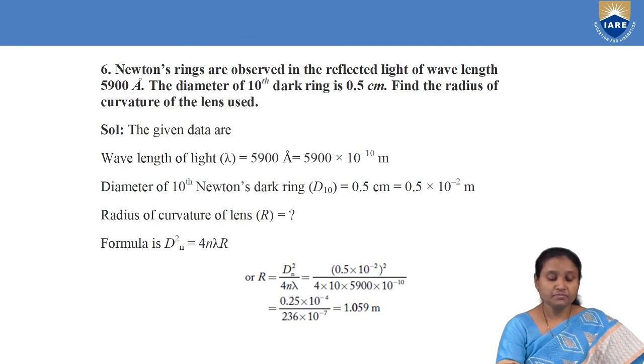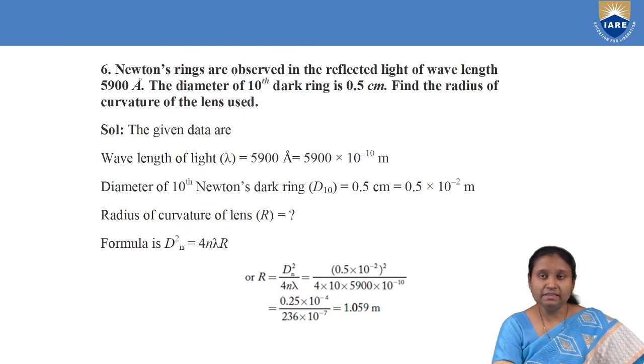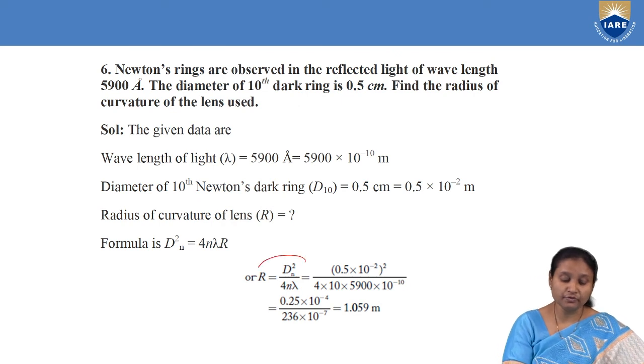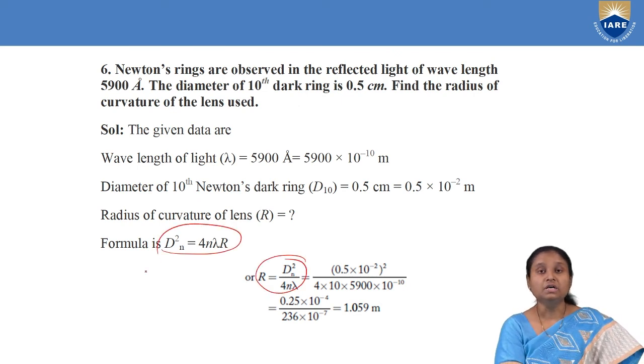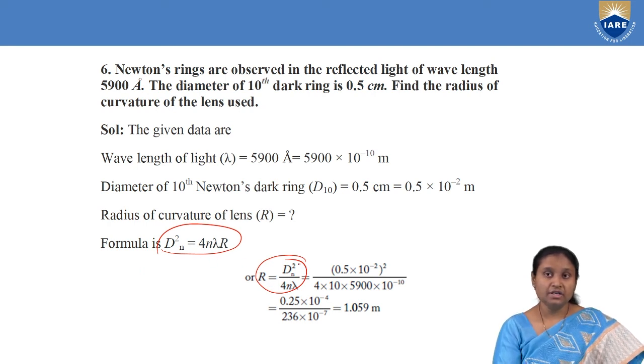In the next problem, we were given the wavelength, which is 5900 angstroms, and the diameter of the 10th dark ring is also given, which is 0.5 centimeters. We need to find the radius of curvature. This is our simple formula, which comes from the formula of the square of the diameter of the nth dark ring being 4n lambda r. So from this, r is the ratio of the square of the diameter of the nth ring divided by 4n lambda. We know the diameter of the 10th dark ring, so in place of n, we are going to substitute 10.